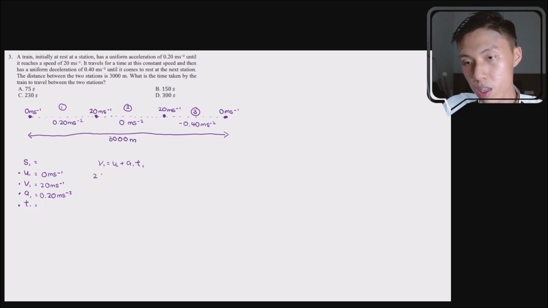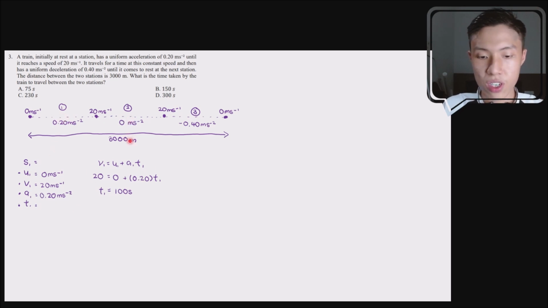We have 20 meters per second equals 0 plus 0.20, and the amount of time we keep as t1, which we want to find out. If you plug it into your calculator, I believe you should get t1 equals 100 seconds. So this journey from here to here takes 100 seconds. Let's move on to the second section of the journey.